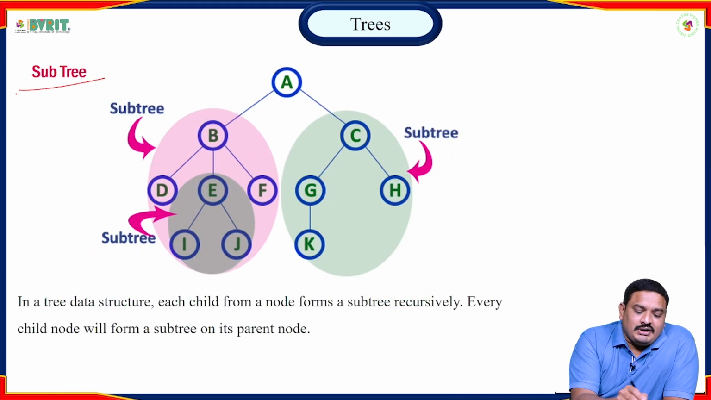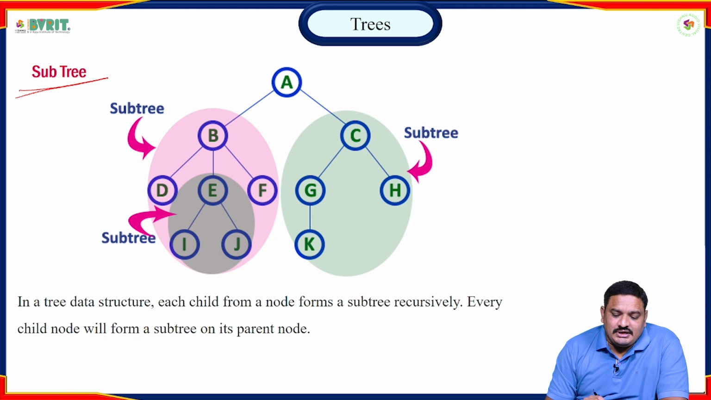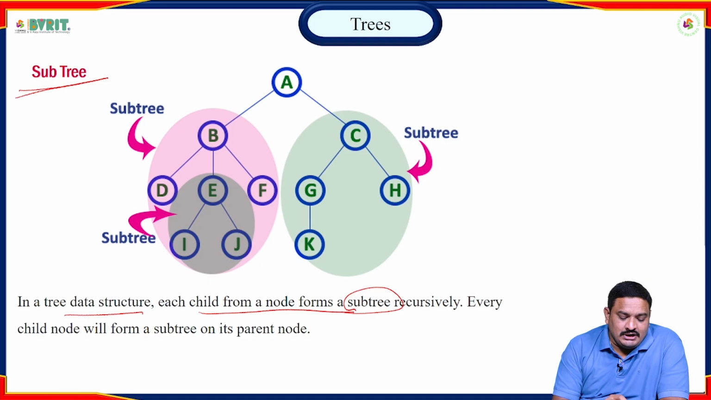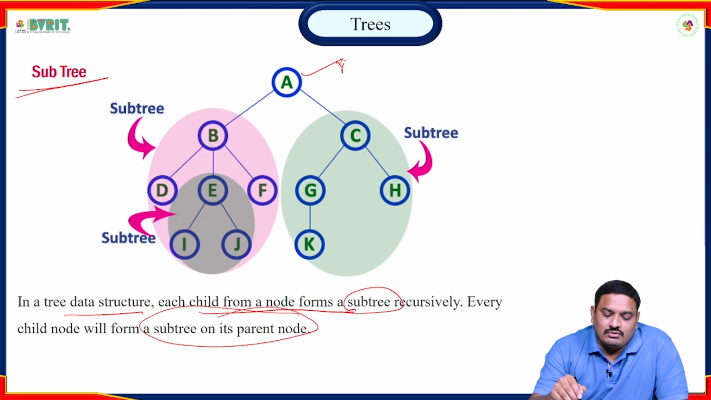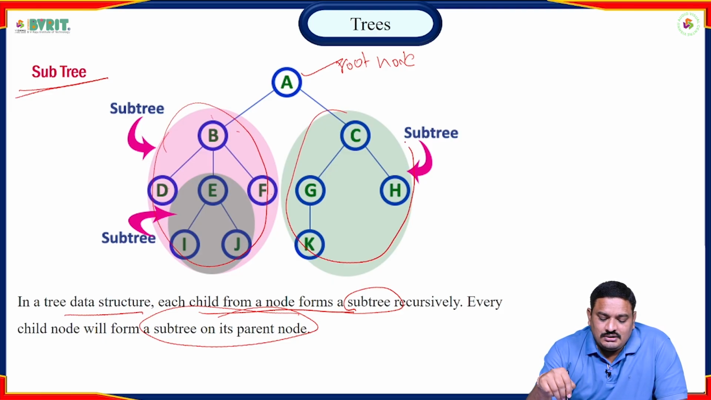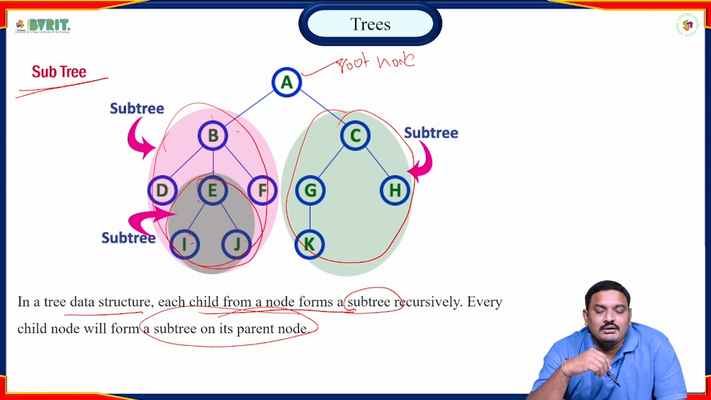The next one is, what is meant by subtree? In the data structure, each child from a node forms a subtree. Every child node will form a subtree in a parent node. A is the root node and B, C are the child nodes. Again B, D, F is one subtree. This one is another subtree. Now E has another child node, so this one is another subtree. Okay, that is the subtree.